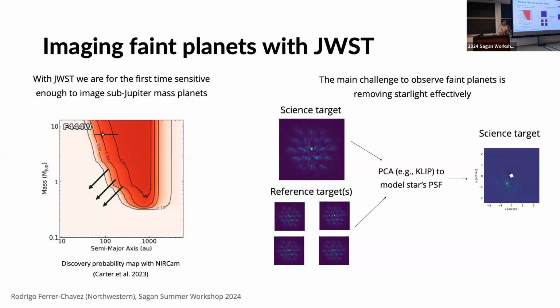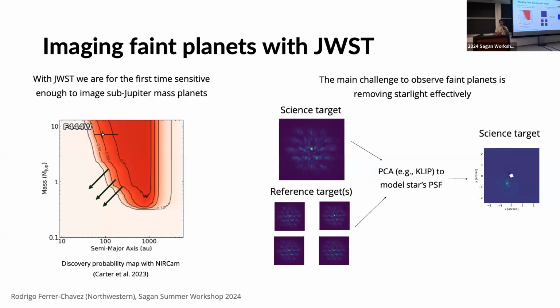But what we're doing here is basically working on improving numerical subtraction techniques for JWST. As we have seen, it's important to subtract starlight to reveal fainter planets, and that allows us to discover fainter planets, for example, sub-Jupiter mass planets with JWST. Currently, as we will see more during the week, most of the current algorithms are based on principal component analysis. For example, taking images of reference stars, taking principal components and subtracting those from your target image so that you can hopefully see the planet.